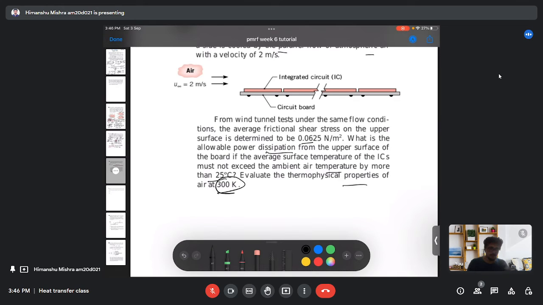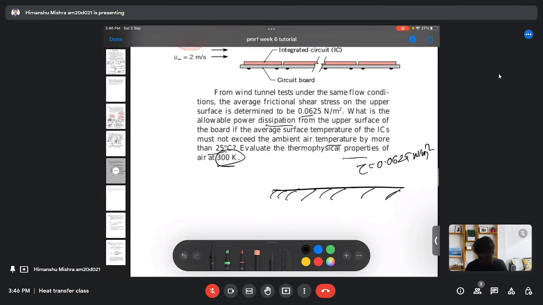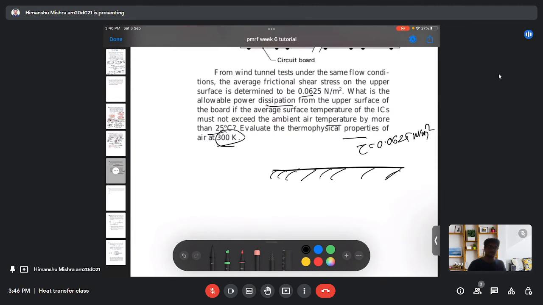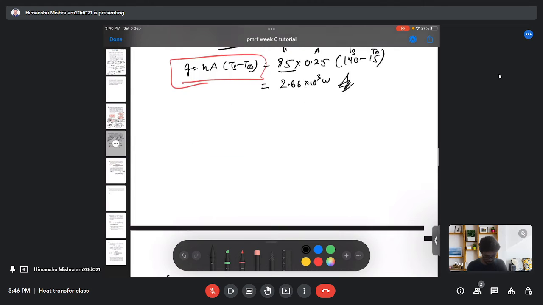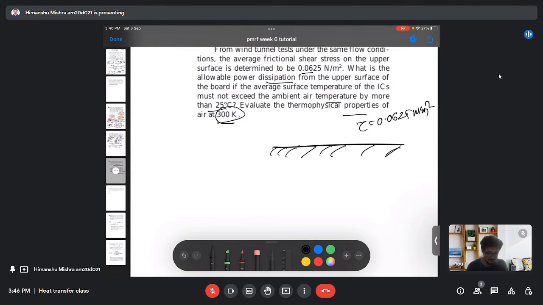So this is a similar problem to the previous one. We have a chip and we are given the shear stress tau, which is 0.0625 Newton per meter square. We can find the drag force here, and then we can use the drag force relation to find the drag force coefficient. So using the same expression that I used in the previous question, this is my drag force coefficient relation, which is obtained from this expression.